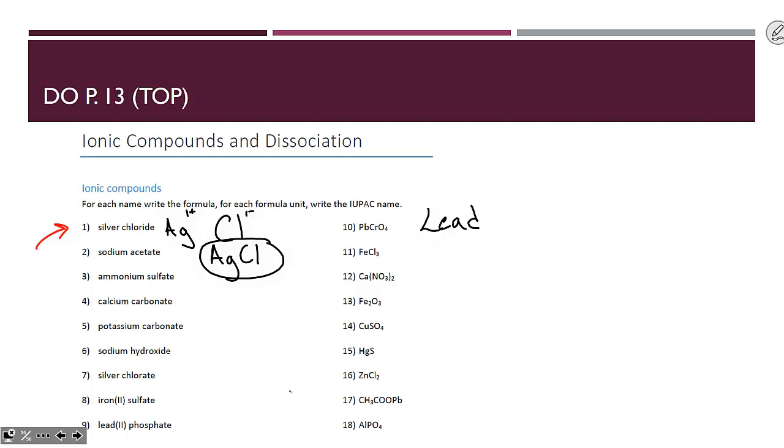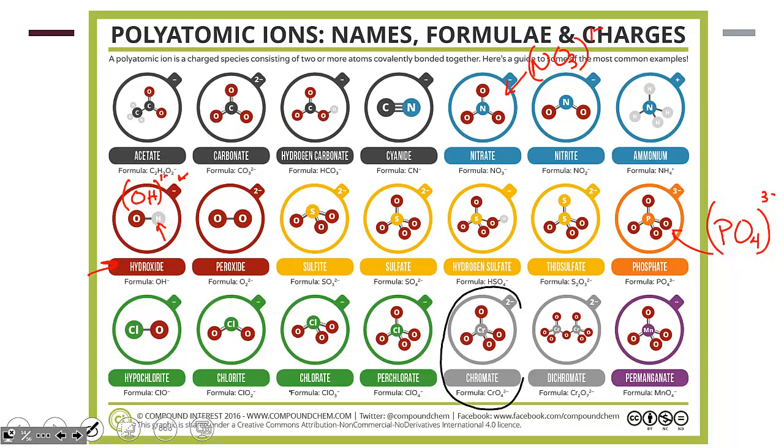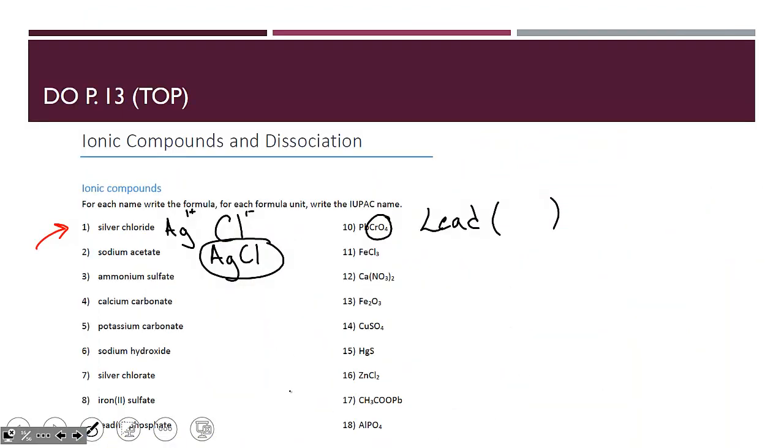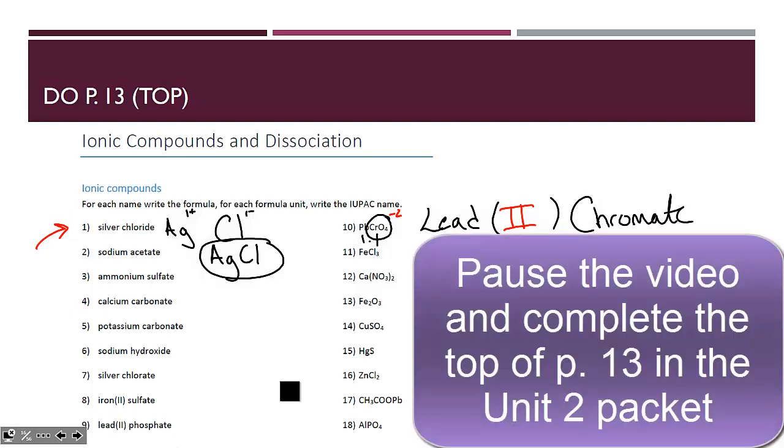On the other side, Pb is lead. Now, lead is not silver, zinc, or aluminum, and it's not in the first two columns, so I need a Roman numeral here in order to tell me what type of lead it is. CrO4 is chromate, the polyatomic ion, chromium with 4 oxygens. Chromate always has a -2 charge. If it took one lead to cancel out that one chromate, then lead must have a +2 charge. So this would be lead 2 chromate. Go ahead and pause the video, do page 13.